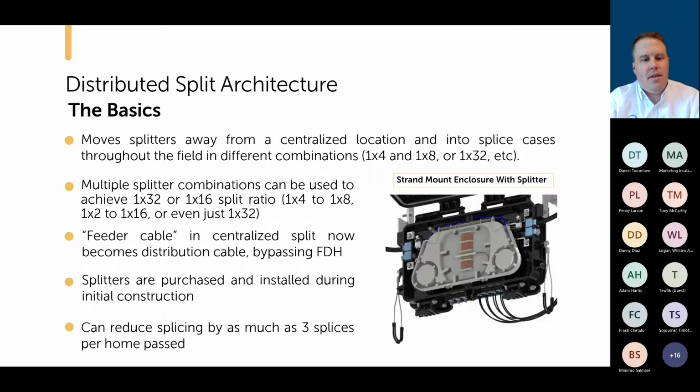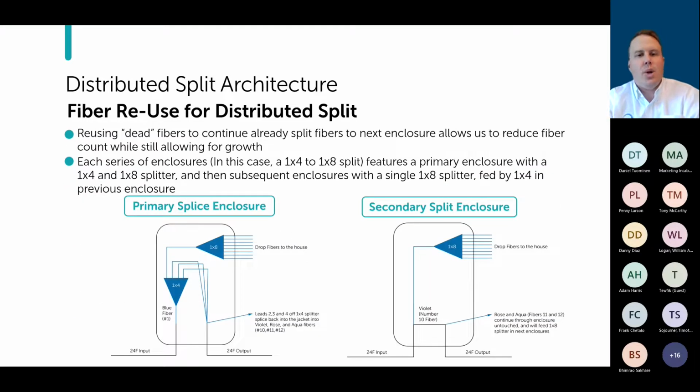However, the big benefit here is you're reducing your splicing by as much as 3 splices per home passed. So again, that $75+ we're now dropping down to less than a splice per home, and that's instant savings right there. So now when we're going to do this 1x4 to a 1x8 split ratio, and I use this one, guys, as kind of the more common, there's different ways to do it, but what we're going to do is reuse dead fibers, and this is going to help us shrink the amount of fibers and the size of the cable that we have to use.